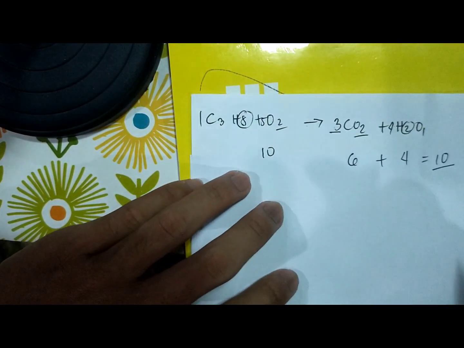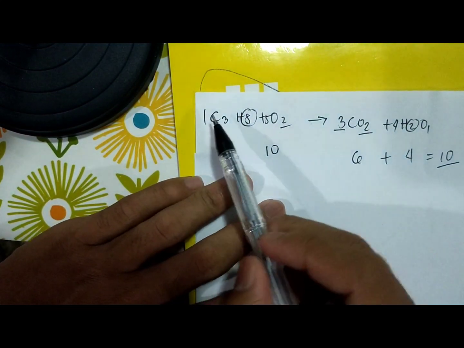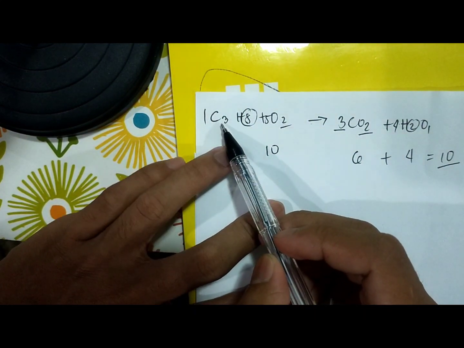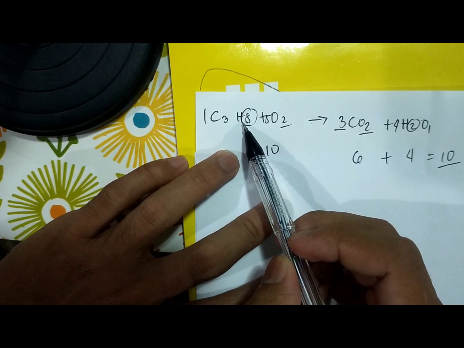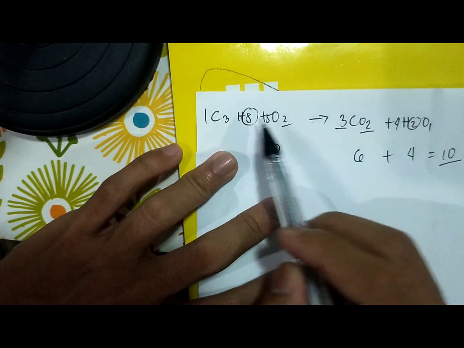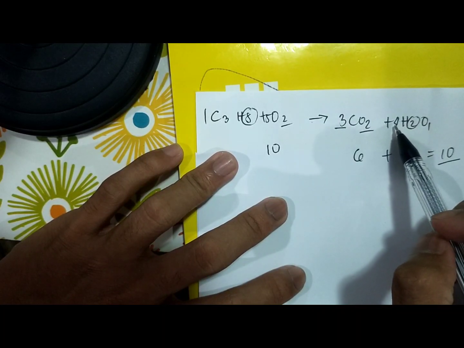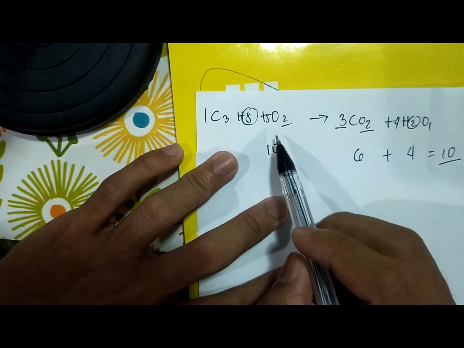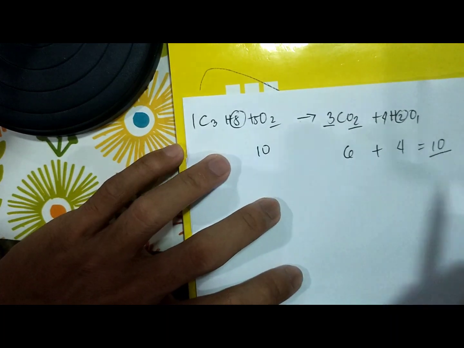So it is all now balanced. The carbon is 3, hydrogen is 8, because the left side is 8, and the right side is 4 times 2 is 8, and the oxygen is also balanced.